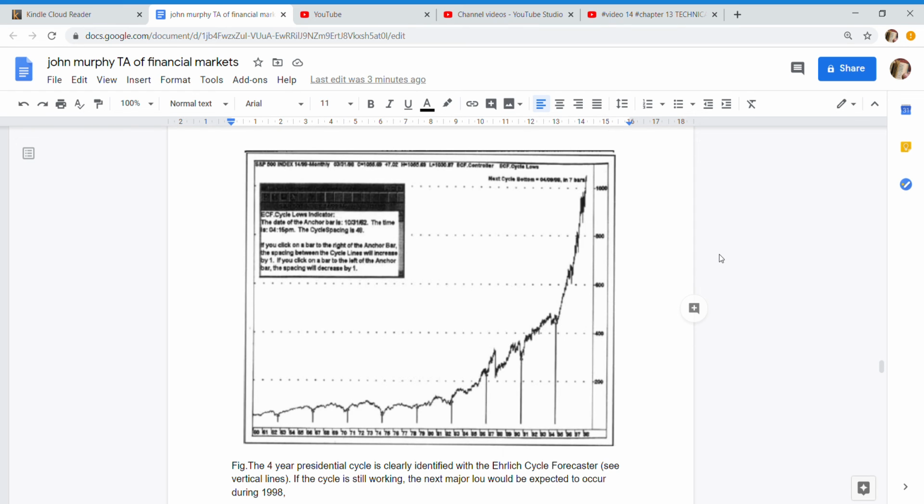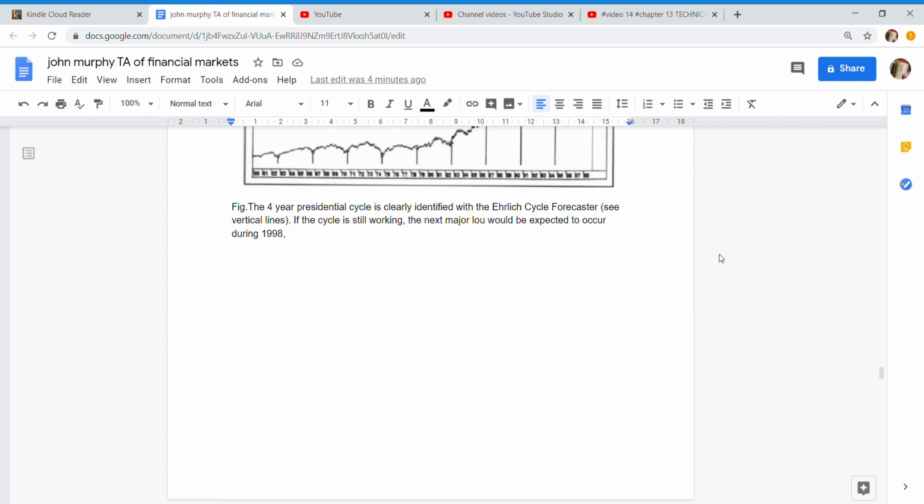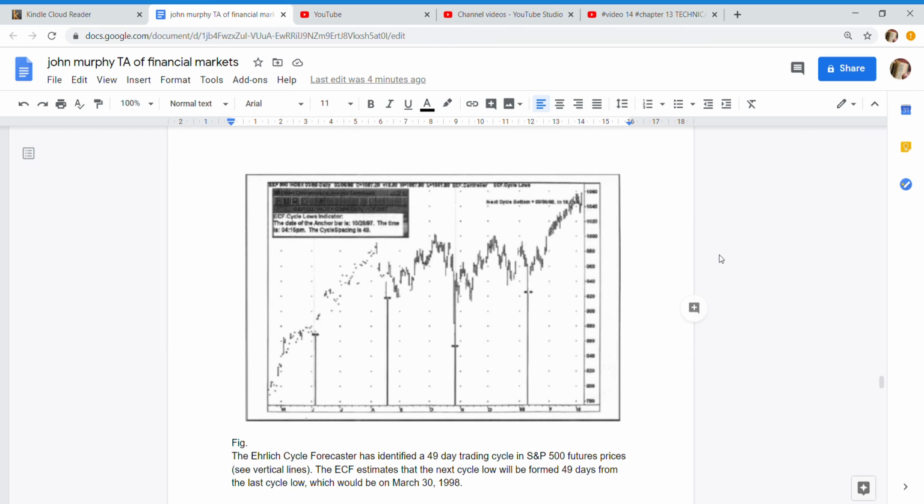The four-year presidential cycle is clearly identified with the Cyclic Cycle Forecaster. See vertical lines. If the cycle is still working, the next major low would be expected to occur during 1998. The Cyclic Cycle Forecaster has identified a 49-day trading cycle in S&P 500 futures prices. The ECF estimates that the next cycle low will be formed 49 days from the last cycle low, which would be on March 30, 1998.